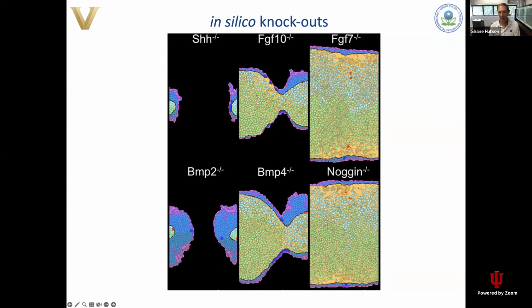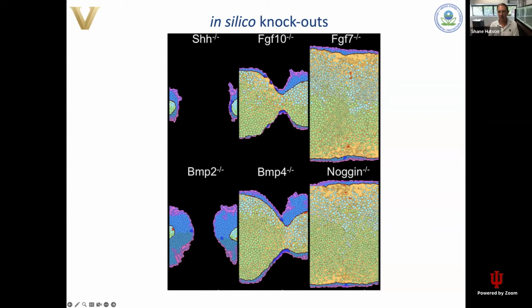But then one of the important tests was to do some in silico knockouts. In this case, it's easy to do the ones for the secreted factors because we just eliminate that secreted factor and see if we've got the programs down, the behaviors downstream of that more or less correct. So if we knock out Sonic Hedgehog, we've knocked out that positive feedback loop, and the shelves basically just don't grow. And so they don't make contact.